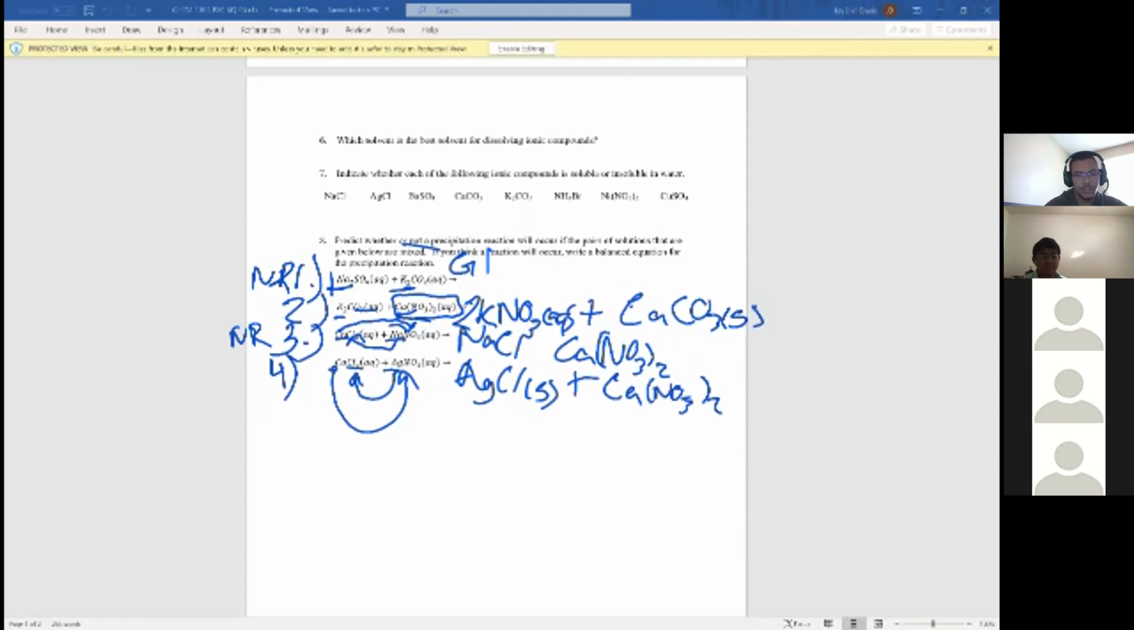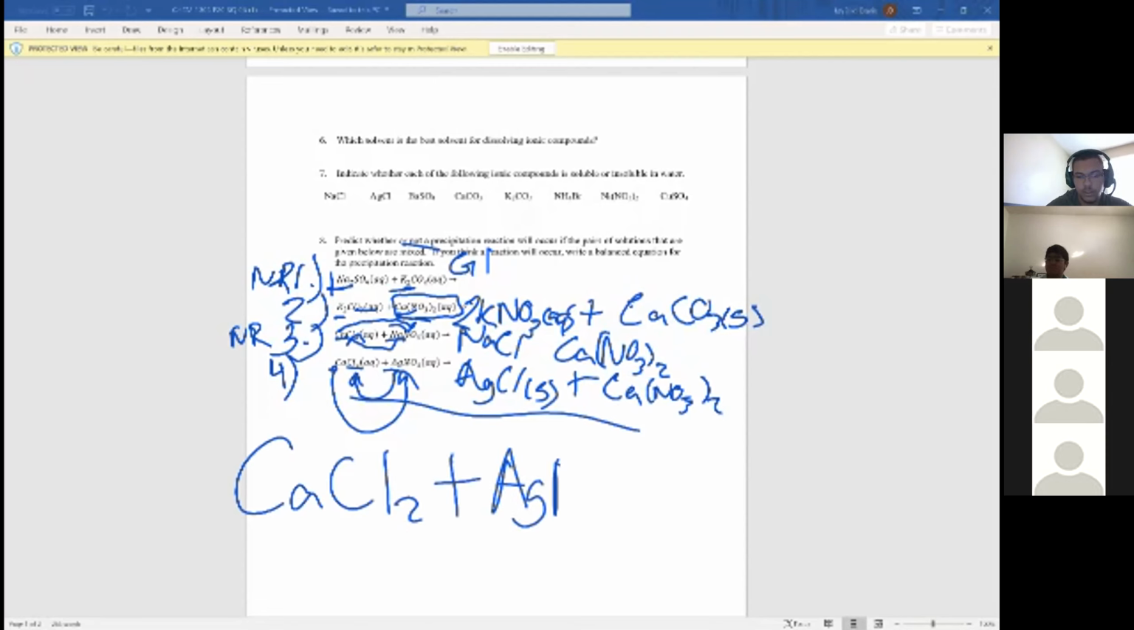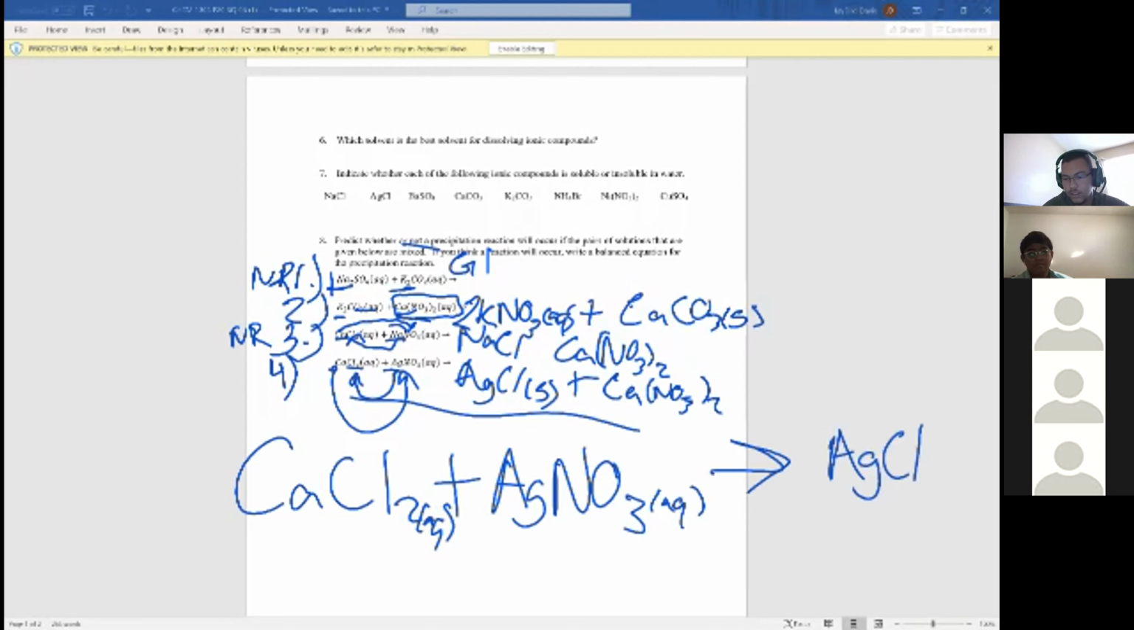Let me just write number 4 a little bigger. So calcium chloride plus silver nitrate, both aqueous, goes to make silver chloride and calcium nitrate.